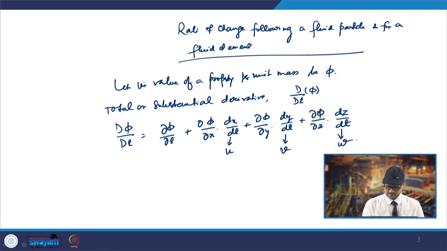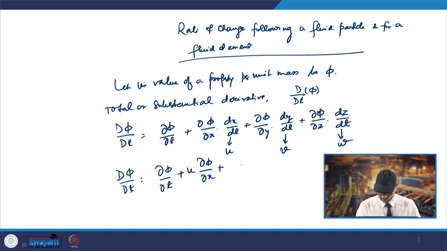So, you can write Dφ/Dt equal to ∂φ/∂t plus u ∂φ/∂x plus v ∂φ/∂y plus w ∂φ/∂z. You can further write this as, first, the transient term ∂φ/∂t, and then you will have the term u·grad φ.